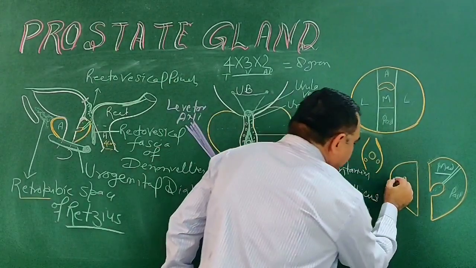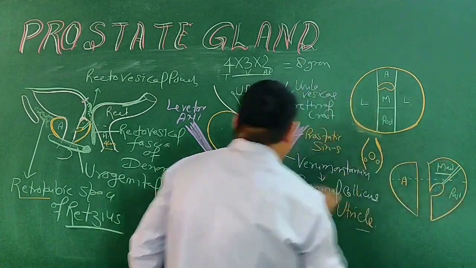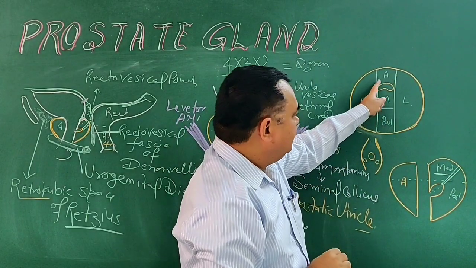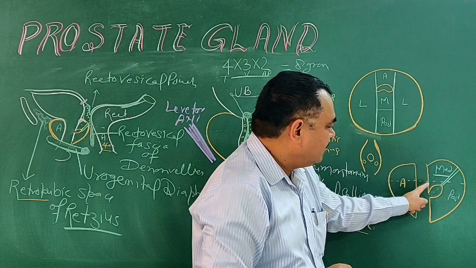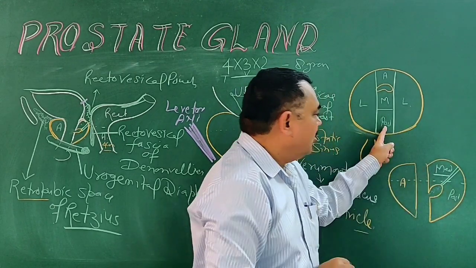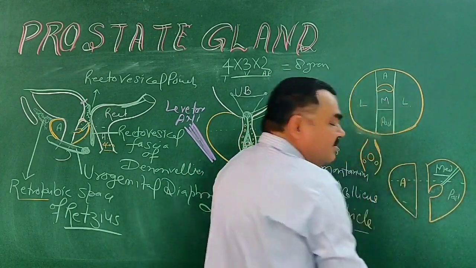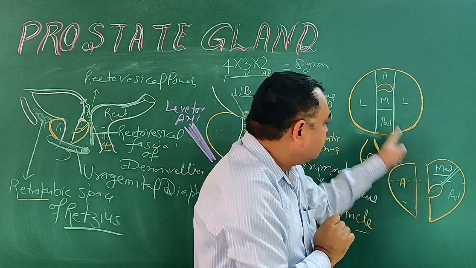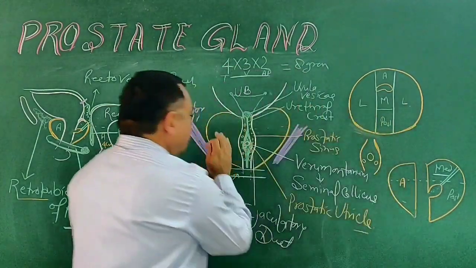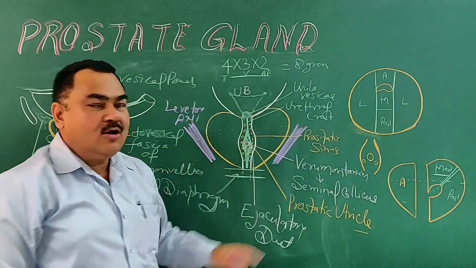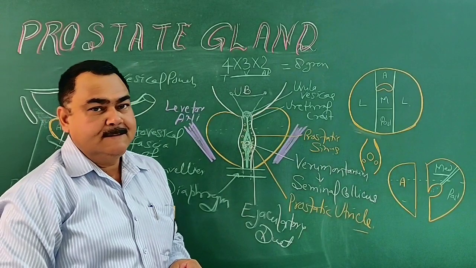If you cut a section at this level, you can see the anterior lobe, median lobe, and posterior lobe. This is the anterior lobe, then urethra, posterior urethra, then median lobe, then posterior lobe. If you cut a section from this level, only the anterior and posterior lobe are present. But in this section, anterior, median, and posterior lobes you can see. And on either side, in the coronal section, two lateral lobes are present. So these are 5 lobes. These are surgically important lobes.